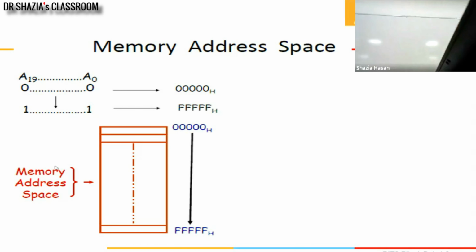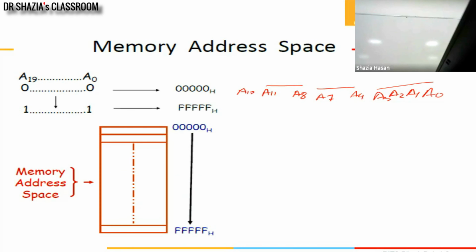A0 to A19. I have address lines A0, A1, A2, A3. These first 4 bits will give me one hexadecimal digit. Then A4, A5, A6, A7. Next hexadecimal digit: A8, A9, A10, A11.